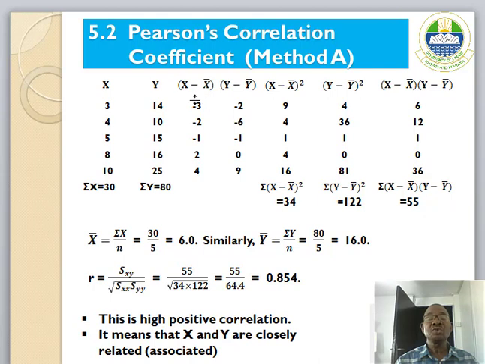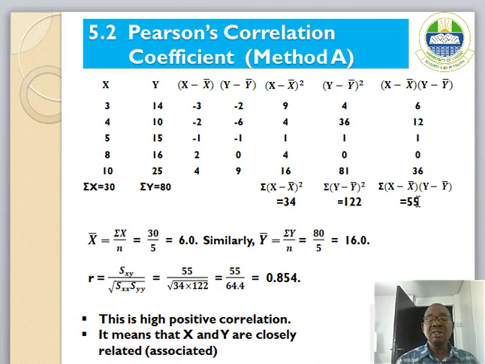For x minus x bar multiplying y minus y bar, you come here, this is x minus x bar, y minus y bar, just multiply two of them. So hence we have minus 3 times minus 2, which will give us positive 6. Minus 2 times minus 6 will give us positive 12, and so on. When you sum up all, then it is the sum of x minus x bar multiplying y minus y bar.